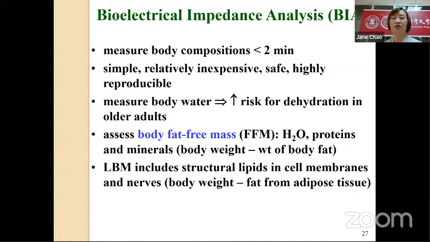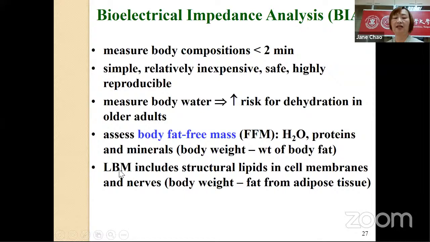They will give you body water, body fat, and body muscle data. And we also can calculate body fat-free mass. Fat-free mass means it contains only water and protein and minerals. So no fat, so we call it body fat-free mass. Body fat-free mass can be calculated from body weight minus weight of the body fat.